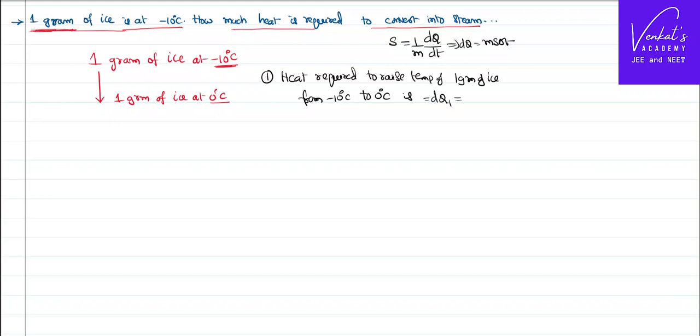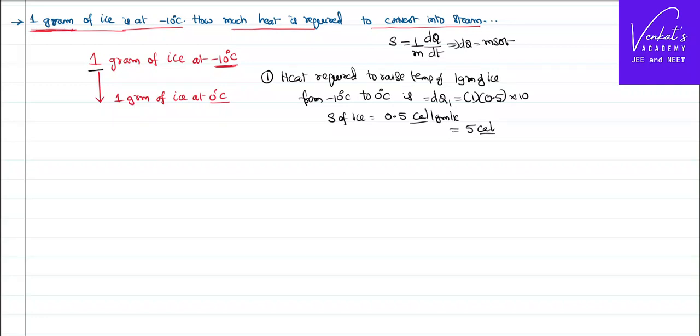M is the mass of the ice, that is 1 gram. I will take the CGS system itself. Specific heat of ice is 0.5 calorie per gram. You need to know that specific heat of ice is 0.5 calorie per gram per Kelvin. Delta T, minus 10 to 0, is 10 degrees centigrade. So this is 0.5 into 10, that is 5 calories. Because you have taken this in calories, you will get this answer also in calories.